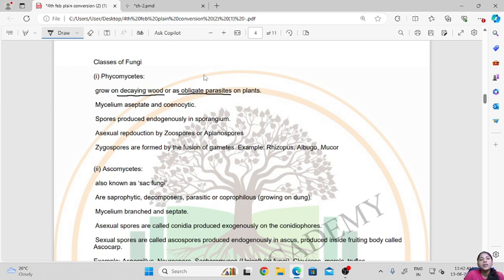Then the mycelium is aseptate and coenocytic. Aseptate means no septa are formed, and coenocytic means multinucleated cytoplasm will be present. Then the spores are produced endogenously in the sporangium, and asexual reproduction is by zoospores or aplanospores. Then zygospores are formed by the fusion of gametes, for example in Rhizopus, Mucor or Albugo.